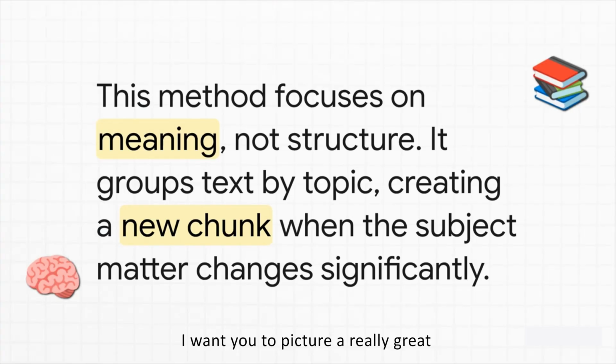I want you to picture a really great librarian. They don't organize books based on how many pages they have, right? No, they organize them by topic. Semantic chunking is your AI librarian. It actually reads and understands the text, grouping sentences together based on what they're about. As soon as the topic shifts in a meaningful way, boom, it starts a new chunk.